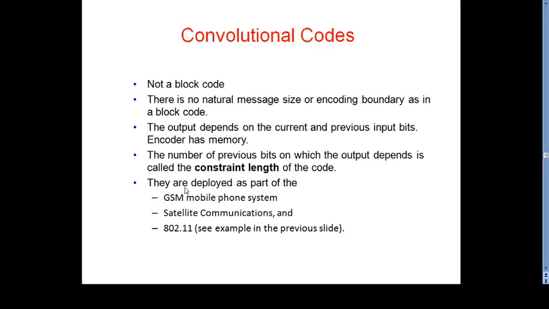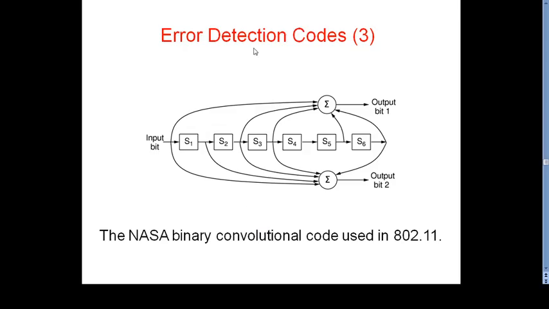Examples of convolution codes are deployed in the GSM mobile phone system, satellite communication systems and IEEE 802 in mobile communication telephone systems. So, error detection codes. We can use the NASA binary convolution code, which is used here. This is the example. These are the flip-flops. Here input bits are sent from S1 to S6 over the flip-flops.